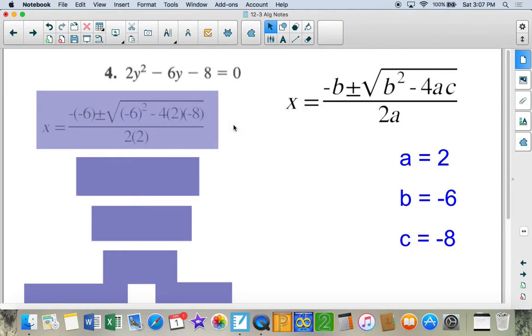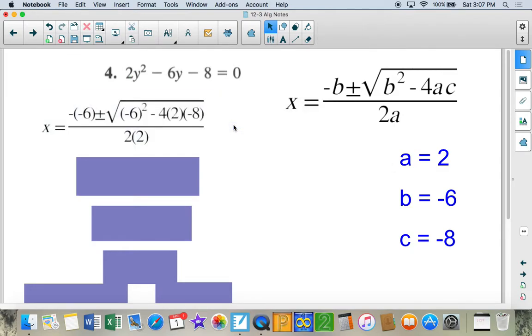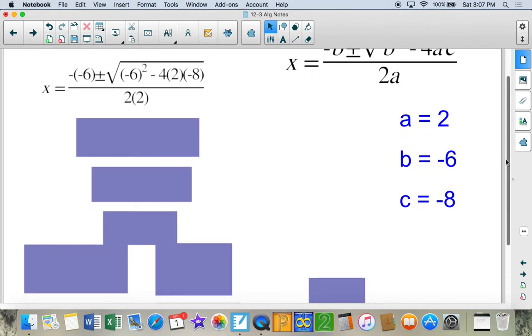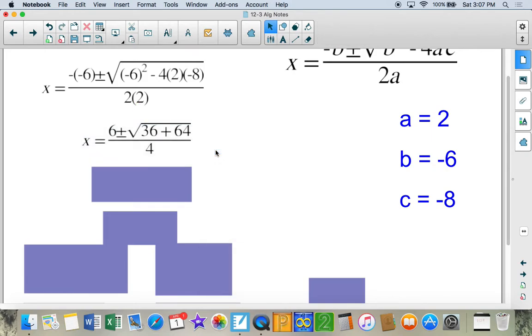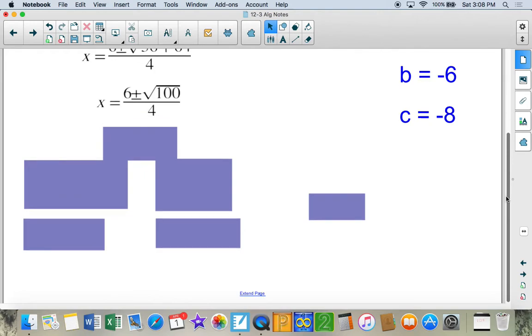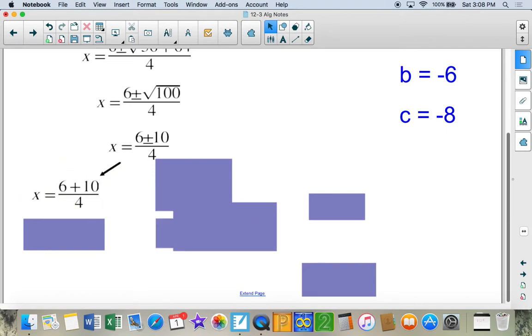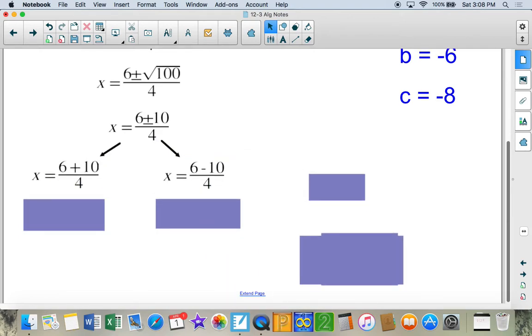So we plug those values in. We get the opposite of -6 plus or minus the square root of -6 squared minus 4 times 2 times -8, all over 2 times 2. The opposite of -6 is +6. -6 squared is 36. -4 times 2 times -8 is 64. We again get a nice perfect square in the radical, so that produces 6 plus or minus 10 over 4. We separate them into positive and negative. 16 over 4 gives us 4.